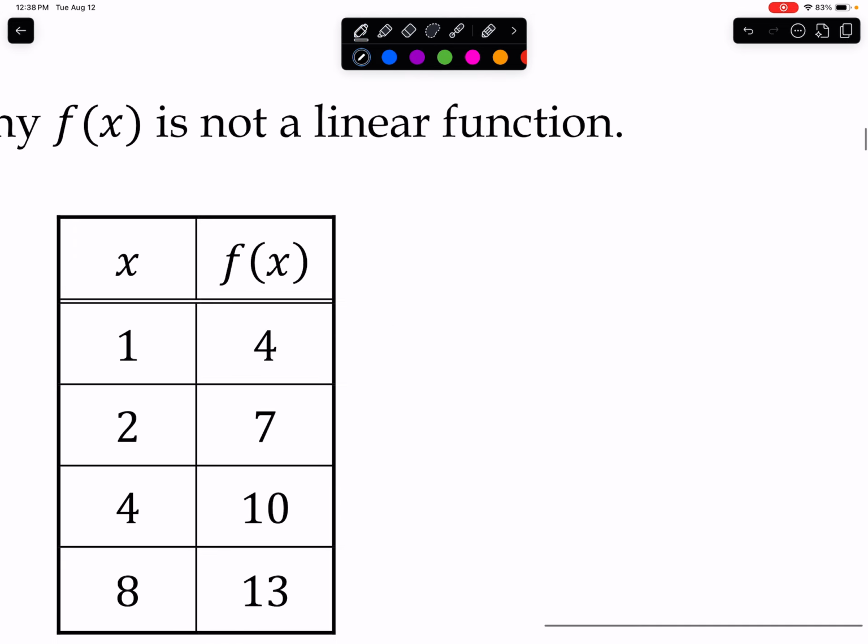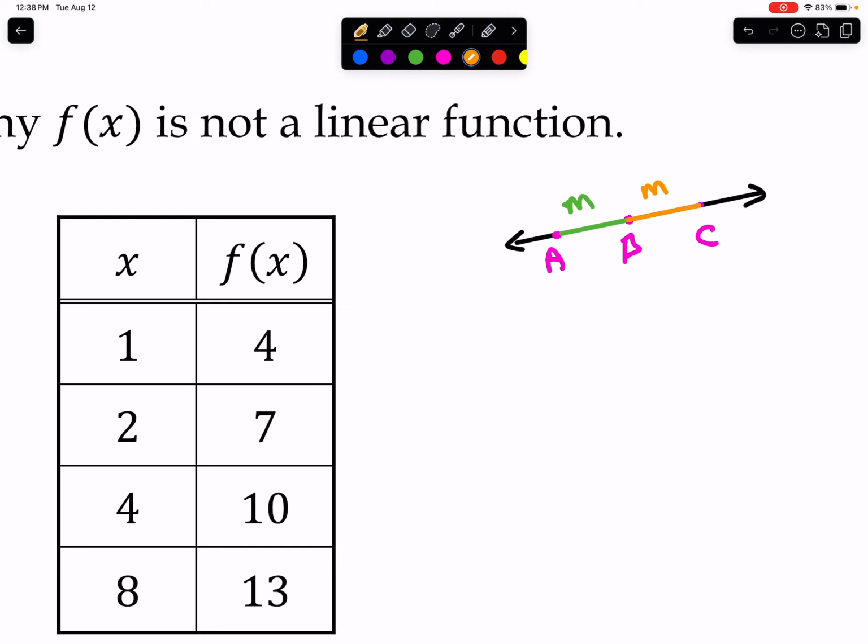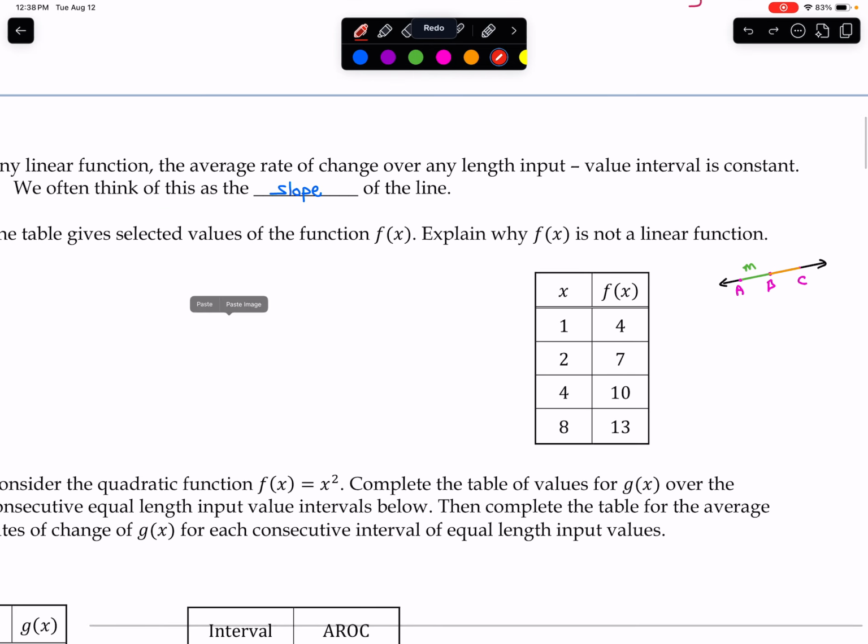Just a recap. If I were to do a linear function, and let's just do these 3 points, I can find the average rate of change from A to B, and that would be the slope here. Then I can find the average rate of change from B to C, and this could be the slope here. In order for it to be linear, these slopes must be equal. If they're not equal, that tells you it's nonlinear. That's what we're going to do essentially with this table.